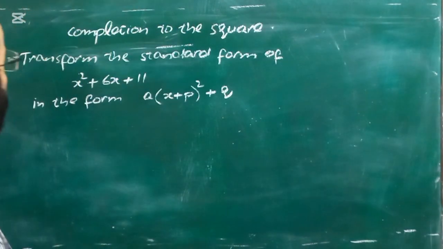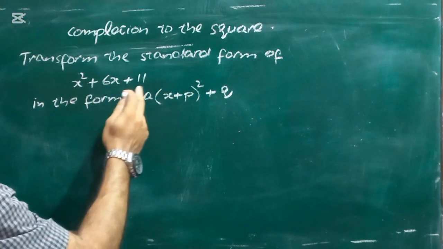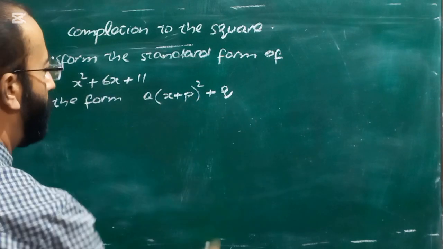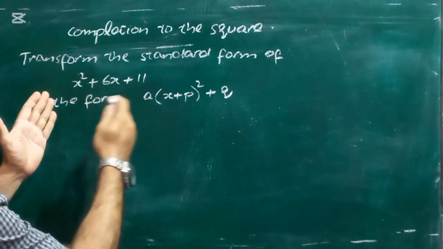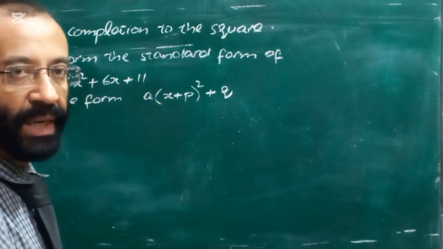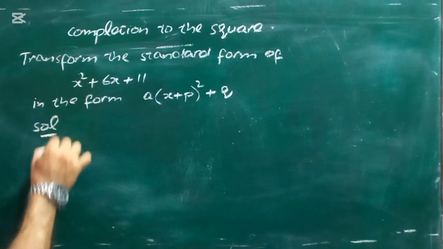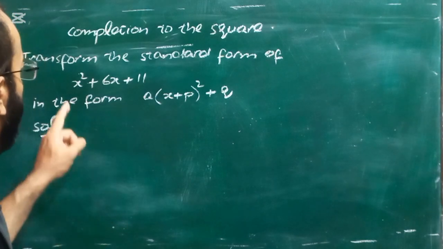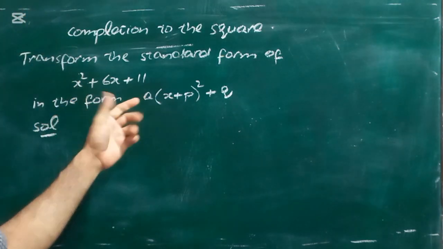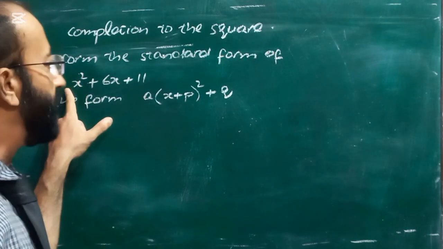Here is a question. The requirement is to transform the standard form x² plus 6x plus 11 into the form a(x plus p)² plus q. So the standard form is going to be transformed into vertex form through the process of completing the square. The steps for completing the square: the first step is always to make the coefficient of x² become 1. Because this is the first question, the coefficient of x² is already 1. So the first step is done.